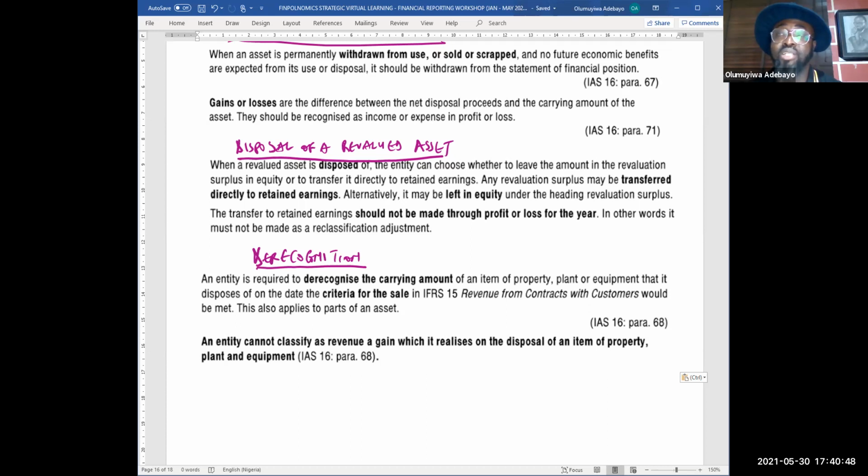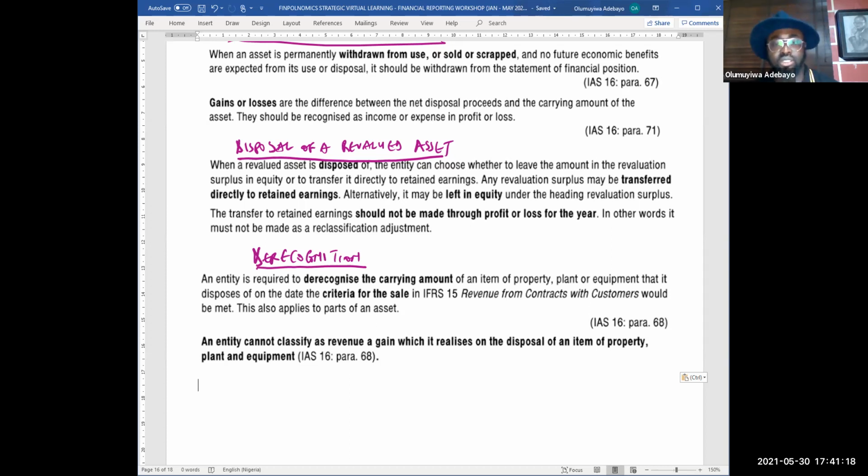That's why when you go back to IAS 1, items of other comprehensive income are grouped into two: those items that will be recycled to profit or loss, and those items that may not be recycled to profit or loss. And one of those items that may not be recycled to profit or loss includes revaluation reserve upon disposal of an asset. Does that make sense? Okay, sir. That's what it means, yeah.